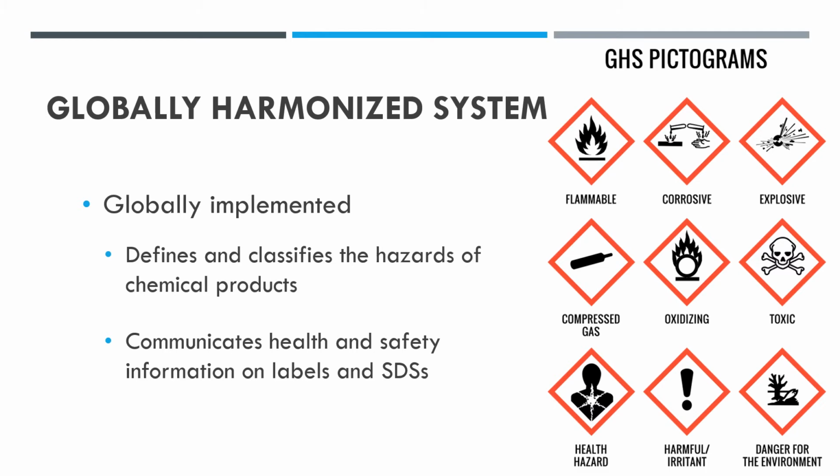using the chemical. They include flammable, corrosive, explosive, compressed gas, oxidizing, toxic, health hazard, harmful or irritant, and a danger for the environment. Make sure you are familiar with these 9 pictograms so you can fully understand the physical and health hazards of chemicals at work and in your home.